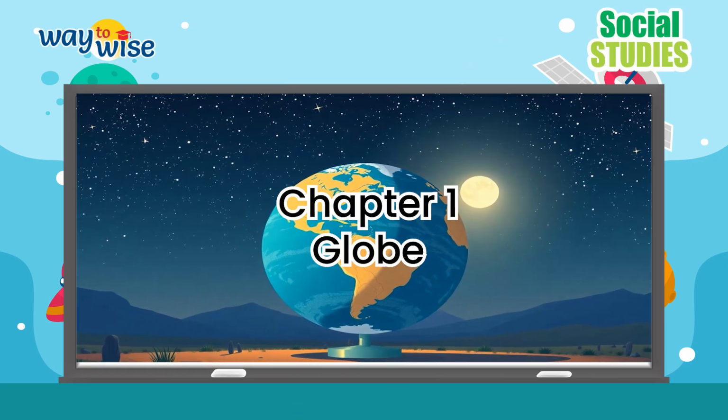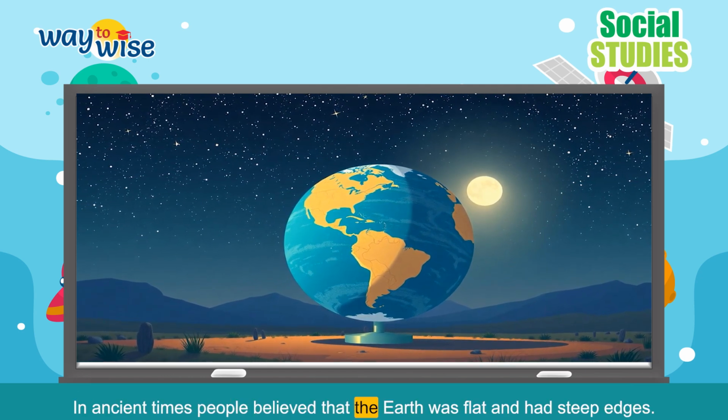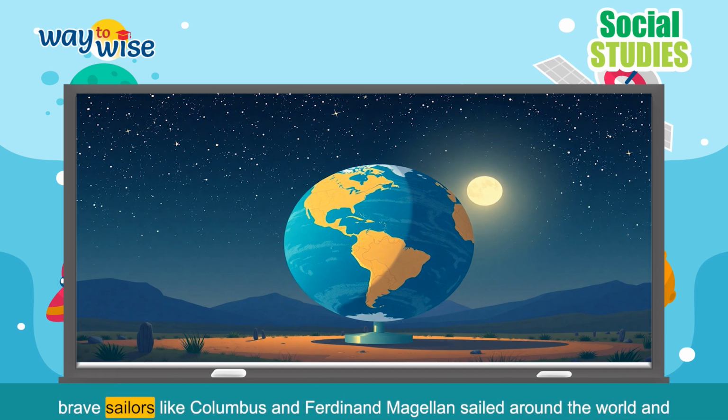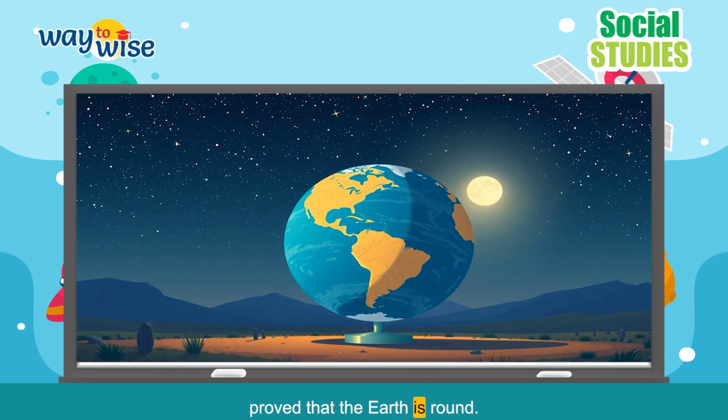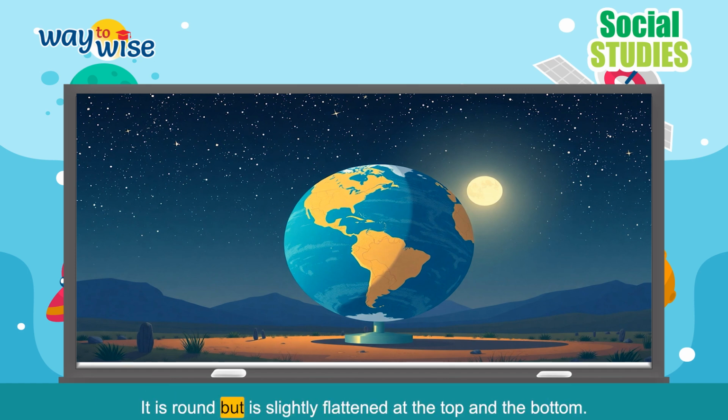Chapter 1 Globe. Shape of the Earth. In ancient times, people believed that the Earth was flat and had steep edges. As early as about 2000 years ago, philosophers like Aristotle and scientists realized that the Earth was actually a sphere. In the 15th and 16th centuries, brave sailors like Columbus and Ferdinand Magellan sailed around the world and proved that the Earth is round. Pictures taken from space have also proved that the Earth is like a sphere. It is round, but is slightly flattened at the top and the bottom.